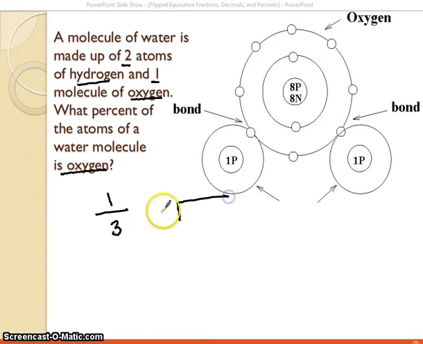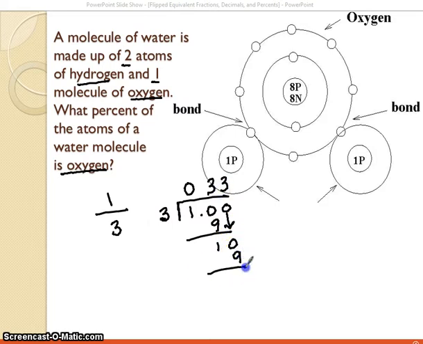Divide it. 3 will not go into 1, which makes sense because you can't have more than 100% oxygen. 0.0, 3 goes into 10 3 times, which is 9. So we get 1 left over. Add a 0, bring it down. 3 goes into 10 3 times, which is 9. Again, we have 1 left over. Add a 0, bring it down. What's going to happen? It's going to keep repeating the 3.